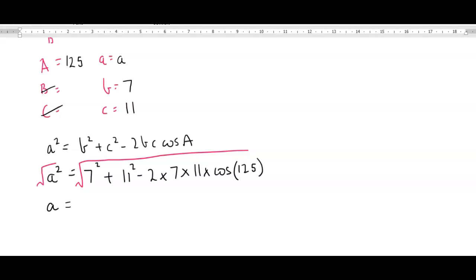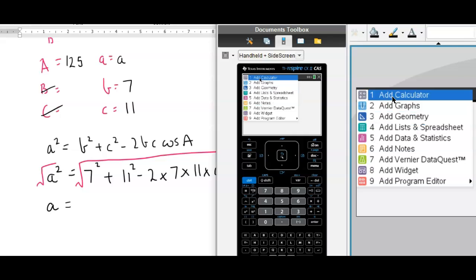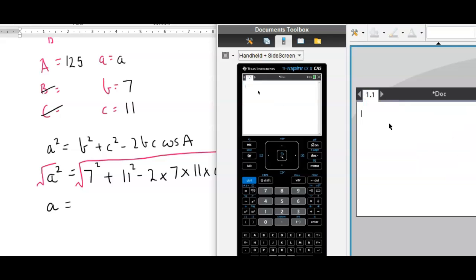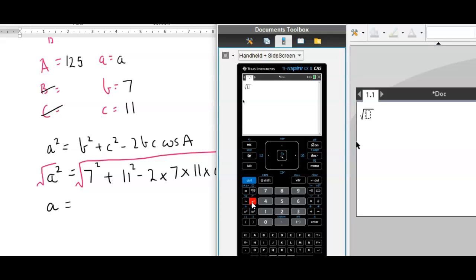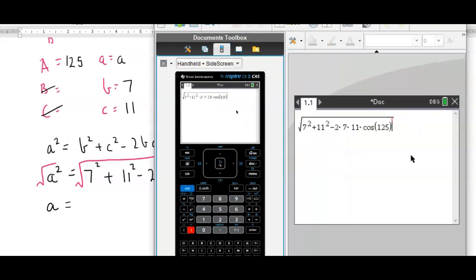Let's find where my calculator is. So you need to put all this into your calculator. So we've got the square root of 7 squared. You can do that, or if you don't have confidence, you can just write 7 squared plus 11 squared minus 2 times 7 times 11 times cos, what was our angle? 125. So I'm just going to move my calculator over because you can't see the whole screen.